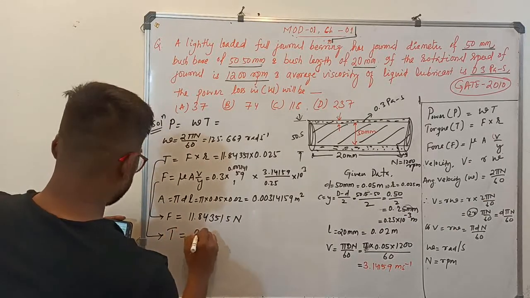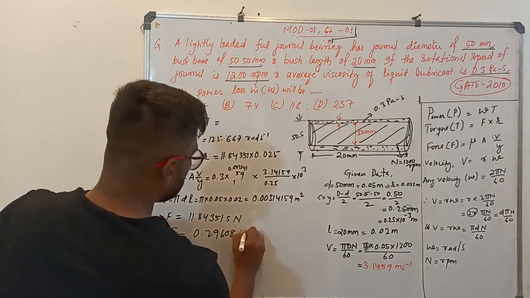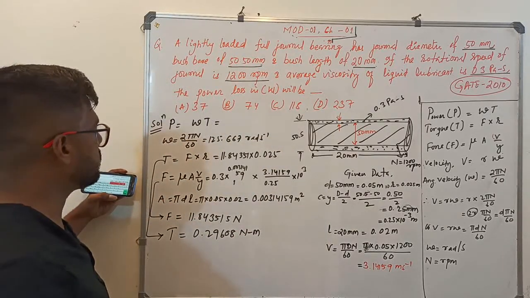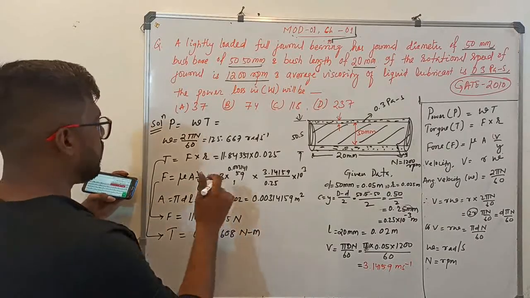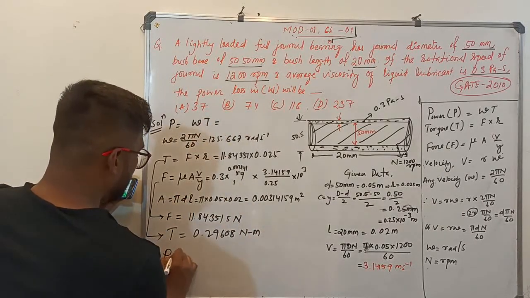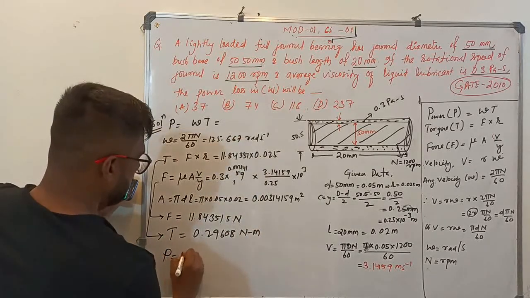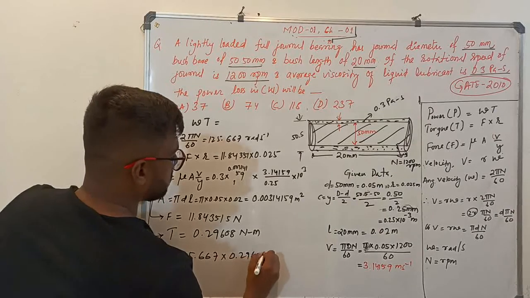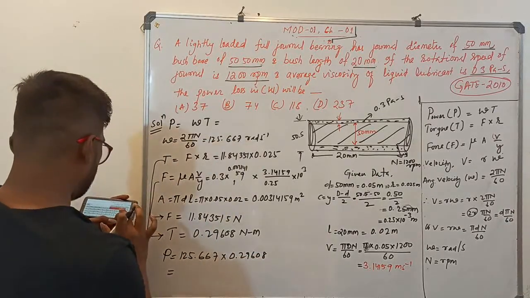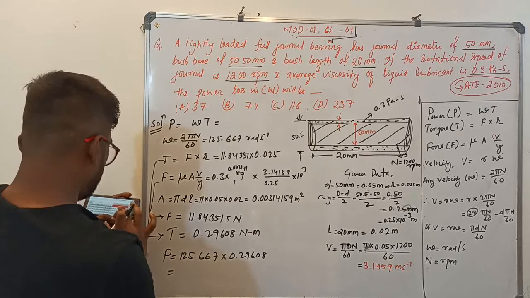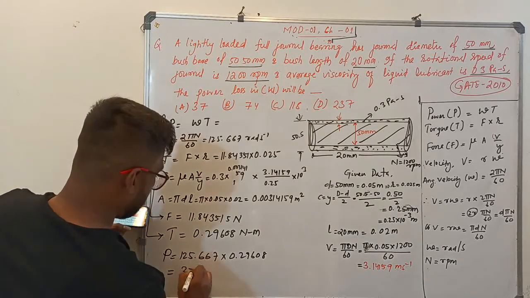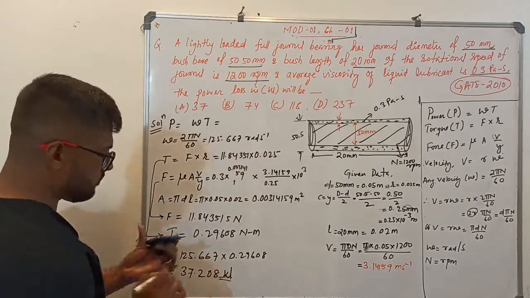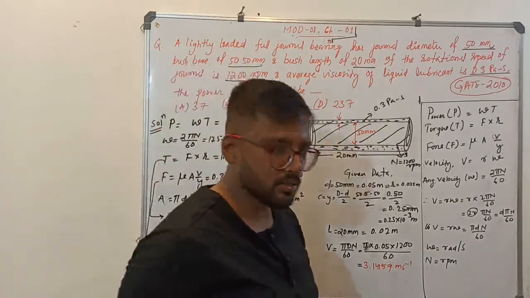How much torque are you getting? 0.29608 Newton meter. What is the unit of torque? Newton meter is the unit of torque. So once you got omega and once you got torque, put those values here and calculate power. That is 125.667 into 0.29608, which is nearly equal to how much? 37.208 watt. Okay, power unit is watt. Understood? Interesting question.